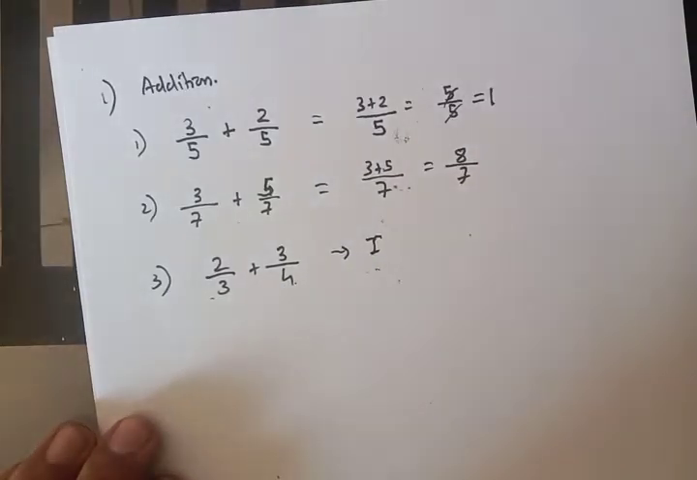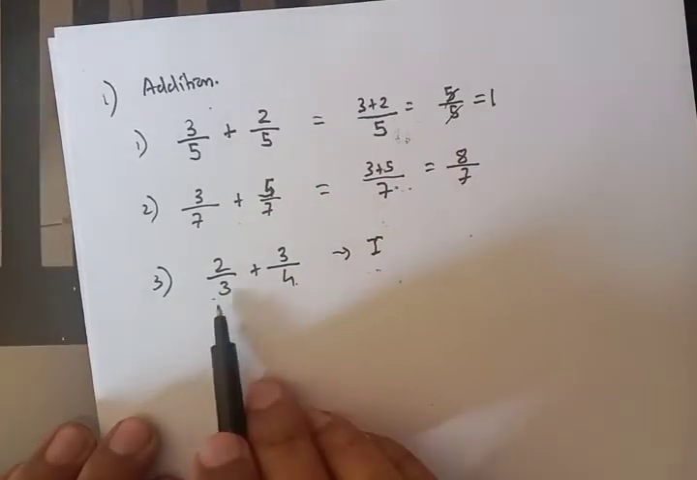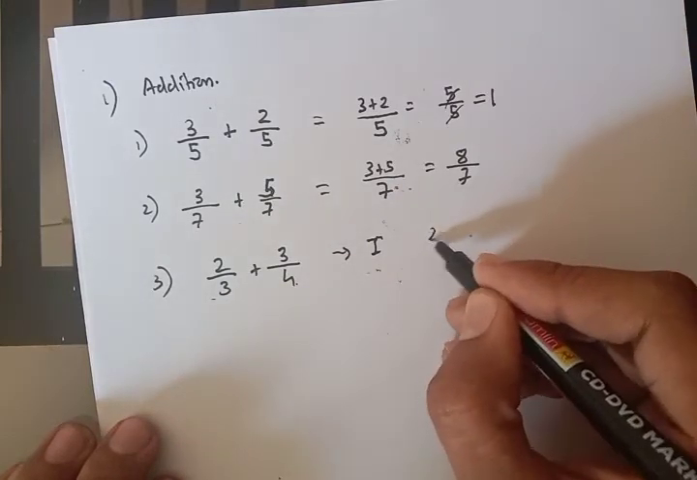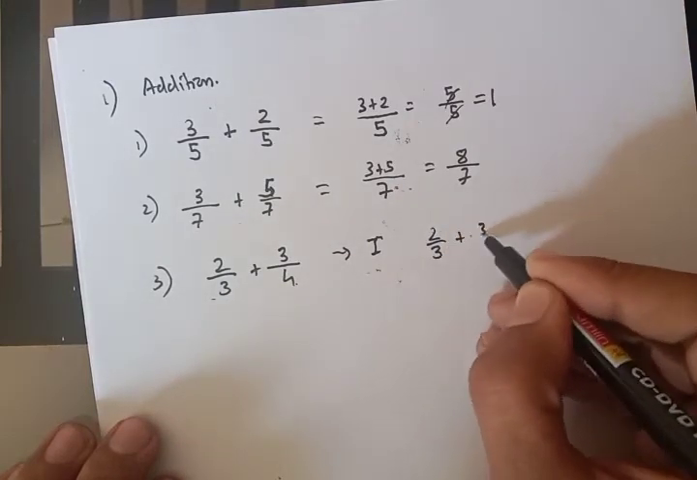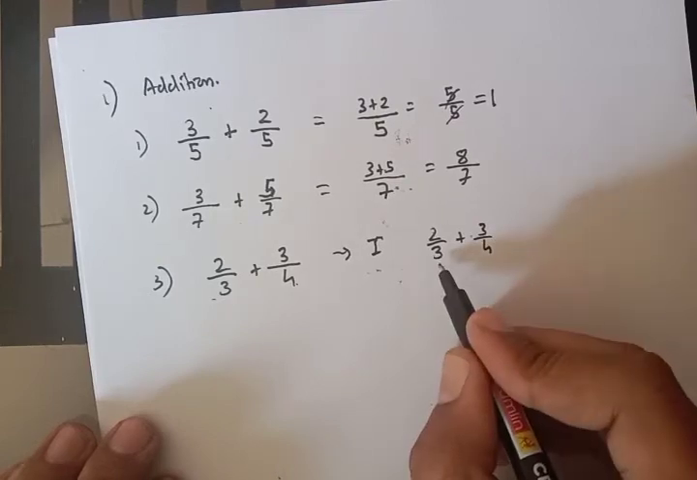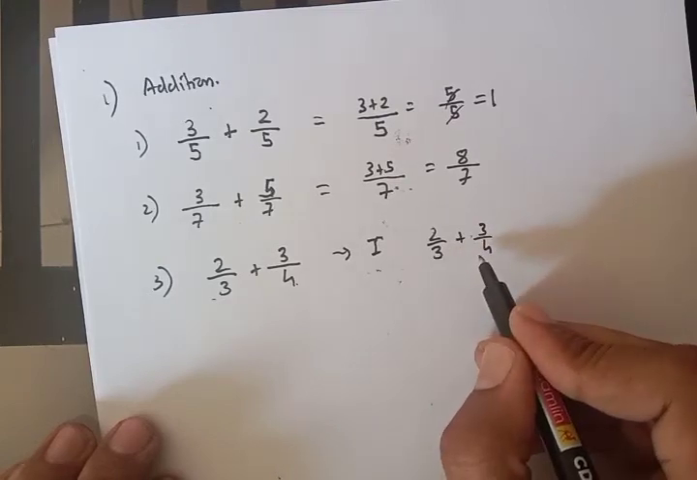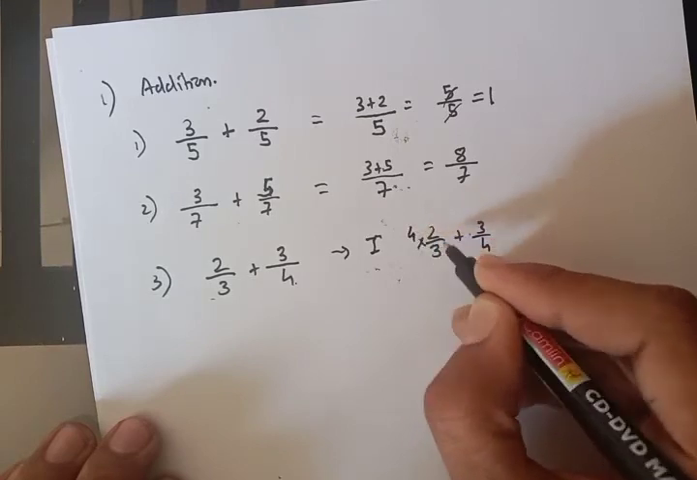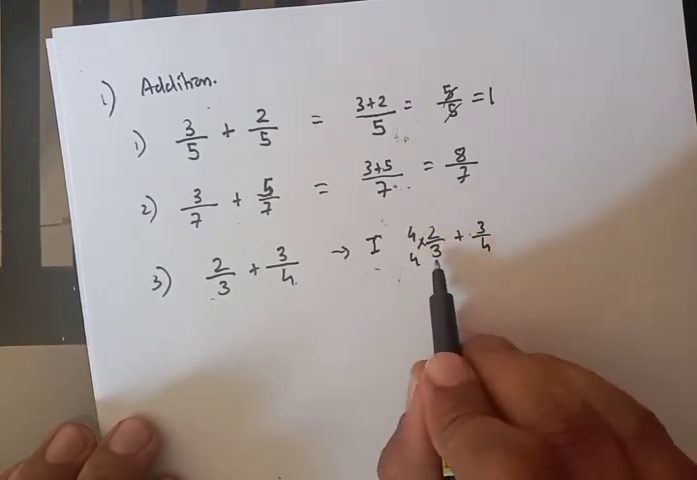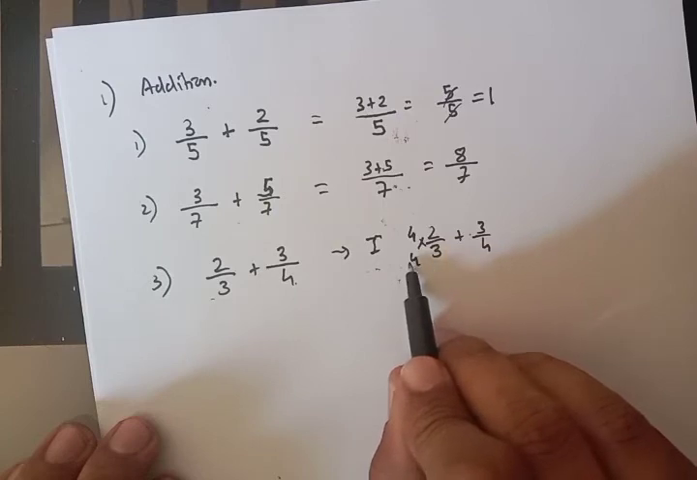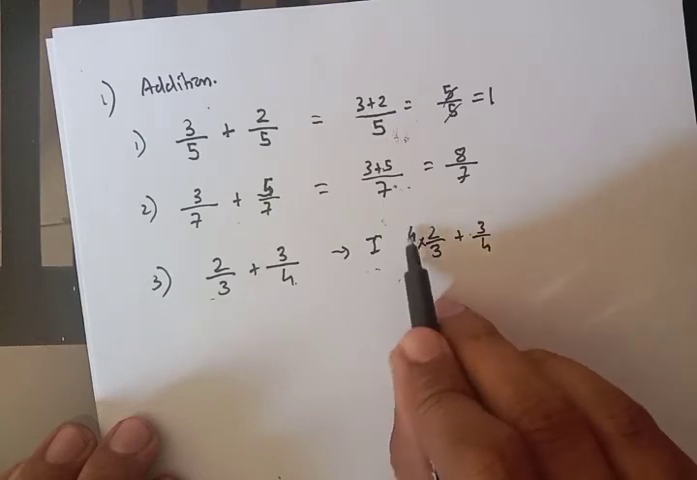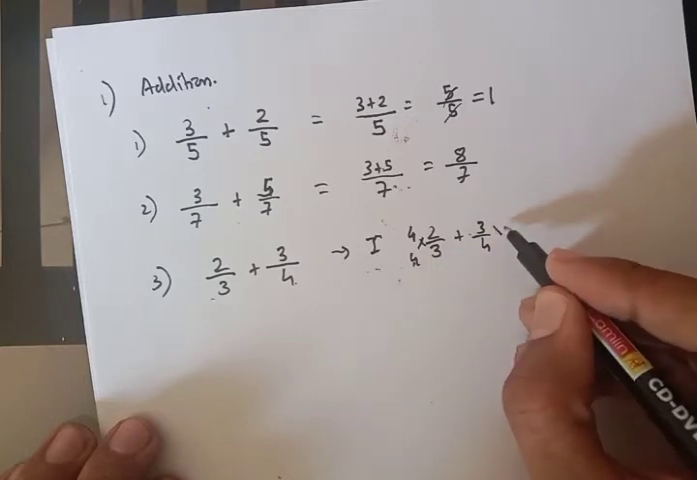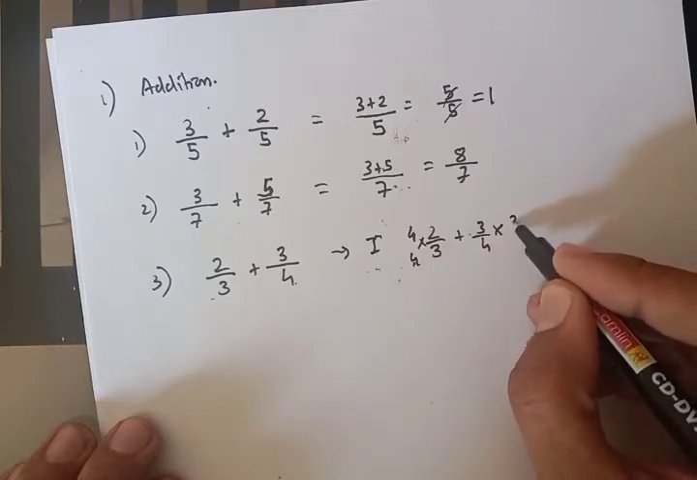So what should I do? Find out the number which comes in the table of 3 and the table of 4. So the number is 12, because 12 comes in the table of 3, and 12 comes in the table of 4. So 3 4s are 12. So 4 should be multiplied with the numerator as well as the denominator. On this side you will multiply with the 3.